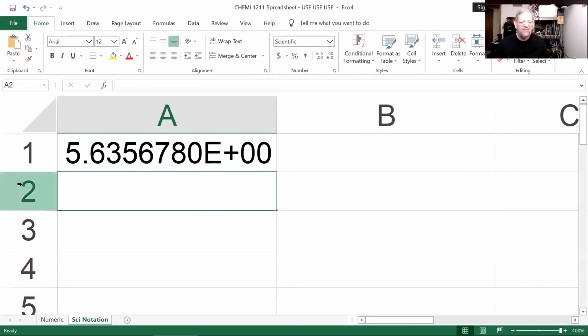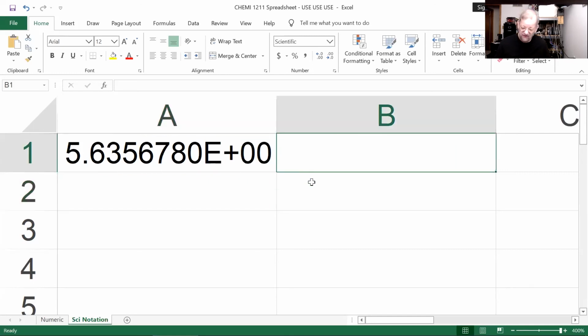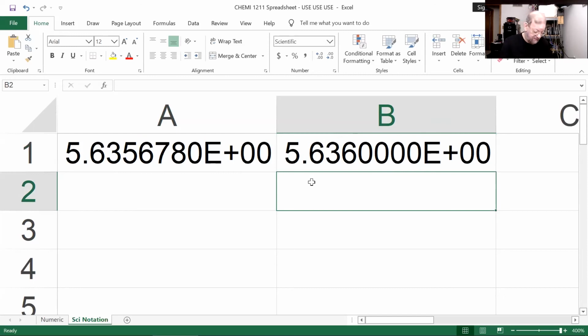Time's up. Keep the 5, keep the 6, keep the 3, keep the 5. That's my 4 significant figures. The next number is what I use to round off. That's a 6. It's 5 or higher. Drop this and the rest. The 5 is increased by 1. So the correct answer to 4 significant figures is 5.636. And that's how many moles. Let's go back to our problem.